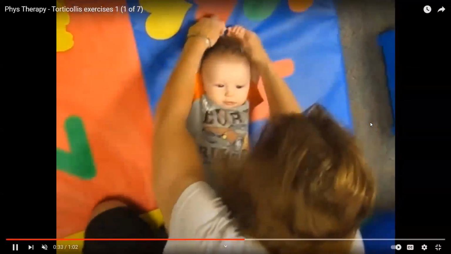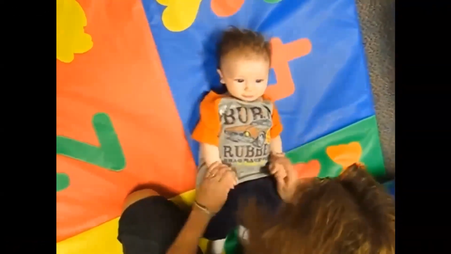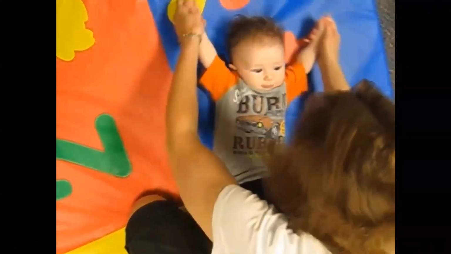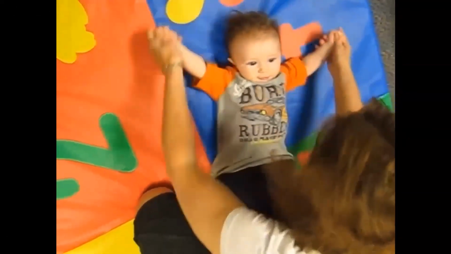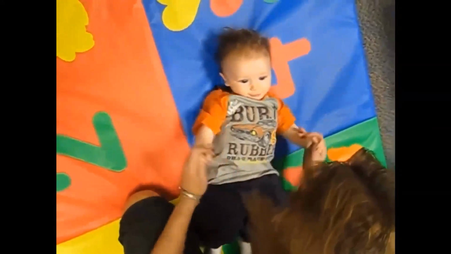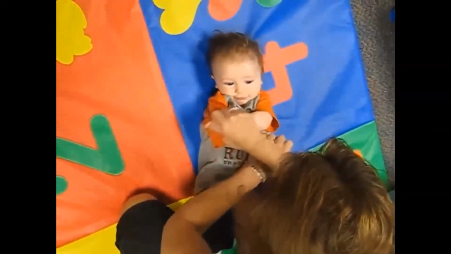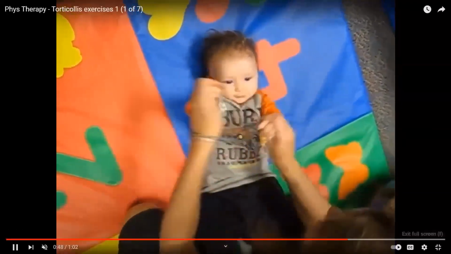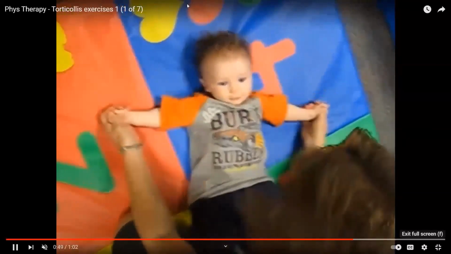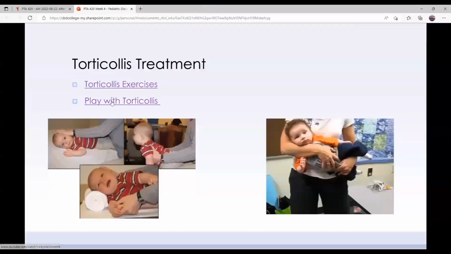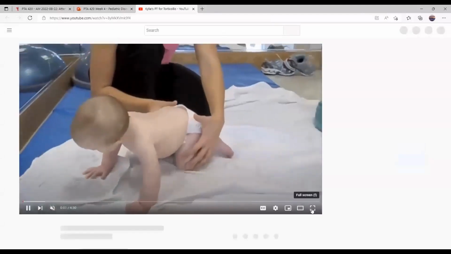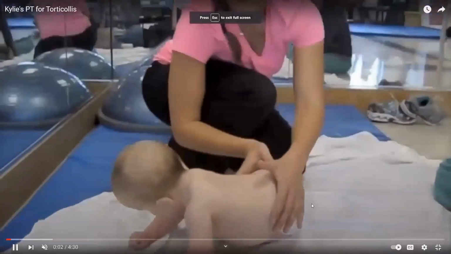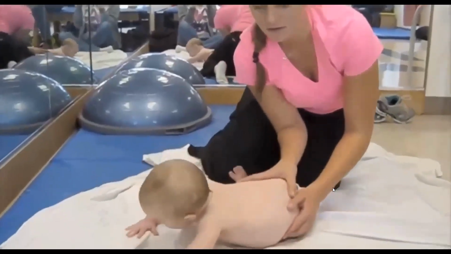Change it up. Don't just keep doing the same thing over and over, because the baby's not going to like it. So symmetrical flexion, and she's probably saying some cute things to him to make him really entertained. Cross the body and open up wide, and then she can go back to doing some of that rotation. We can also use bean bags for positioning, which is really nice. Here's another active treatment.